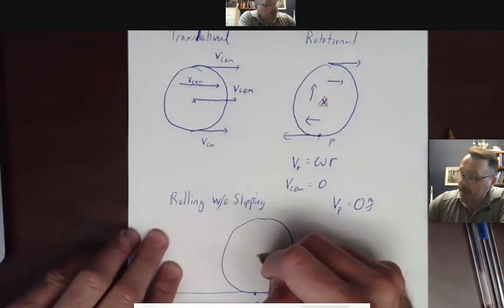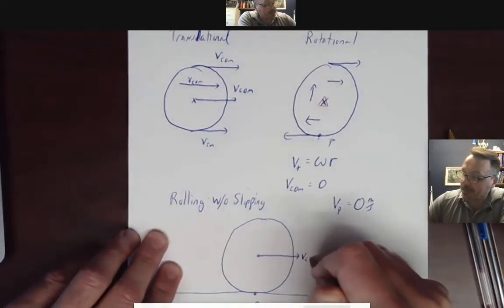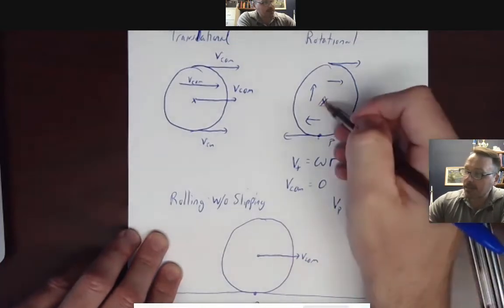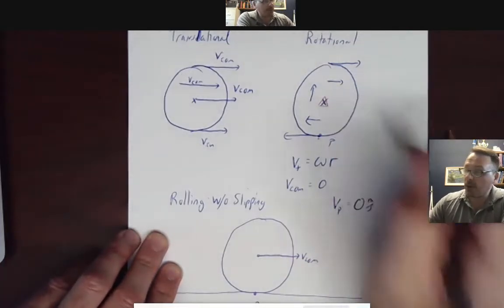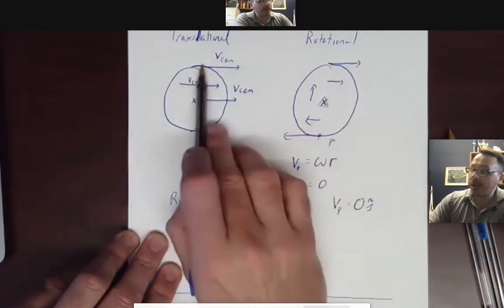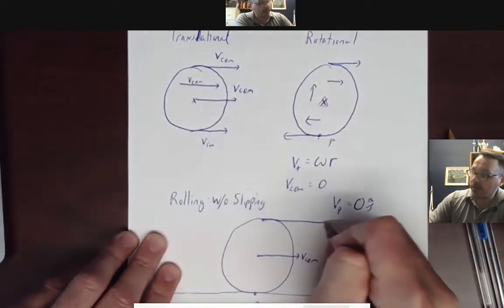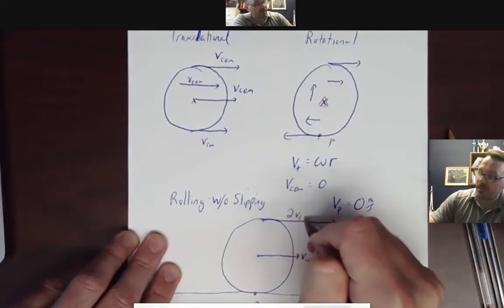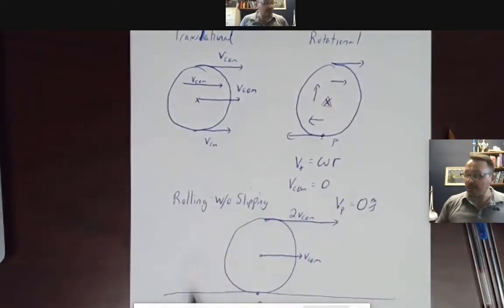That's going to mean that the center of mass moves at the center of mass velocity, right? Because here there's no velocity component. And this point at the top here is going to have both the rotational component and the translational component. It's going to be moving with a speed of 2 VCOM. And so that's what's happening for an object that's rolling without slipping.